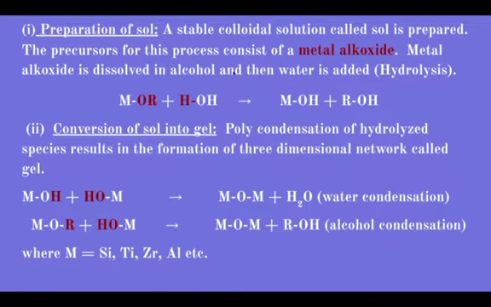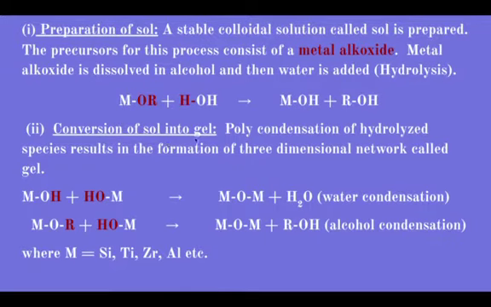So metal alkoxide is dissolved in alcohol and then water is added, whereby hydrolysis takes place. That means breaking by water takes place, whereby the alkoxy group of metal alkoxide and the hydrogen group of water combine forming ROH, and the metal combines with the hydroxide and forms metal hydroxide. So metal hydroxide and alcohol will be produced in this step.